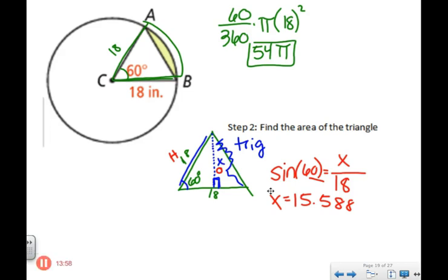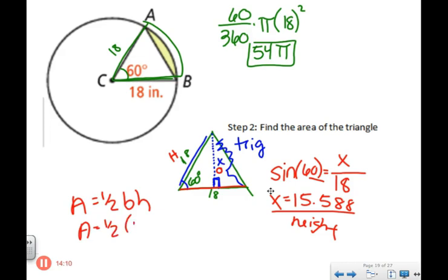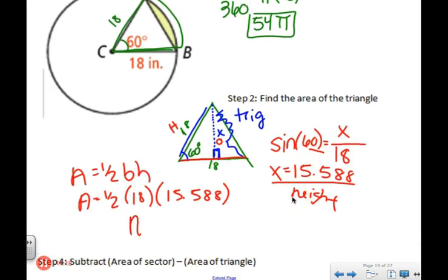So now I know my base of 18, and I know my height. So I'm going to plug it in my formula. So area equals 1/2 my base times height. So area equals 1/2 18 times 15.588. If you want to use the whole decimal, you can. But once you type that in, you're going to find the area of the triangle. It's going to be 140.3.